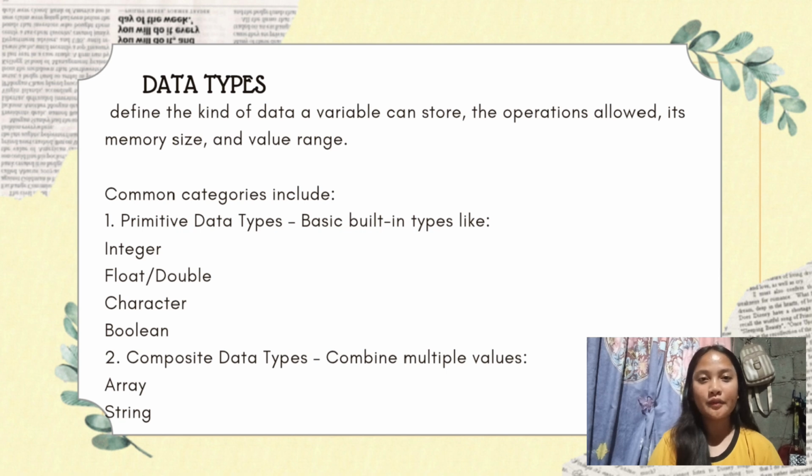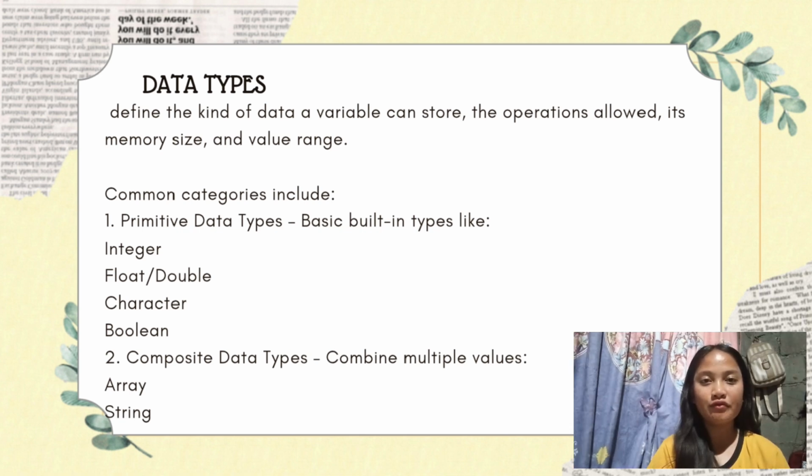Next is data type. A data type in programming defines the kind of data that can be stored in a variable or constant. It specifies the operations that can be performed on that data, how much space is occupied in memory, and the range of values it can hold.